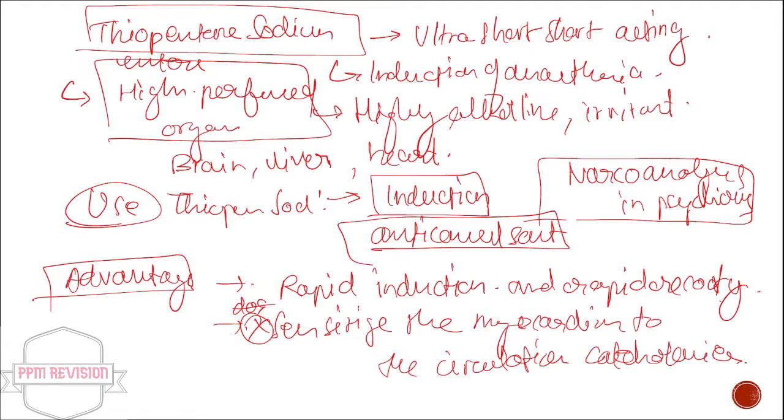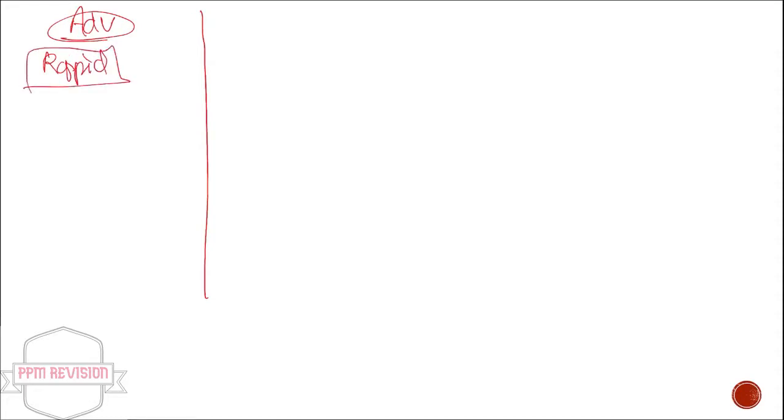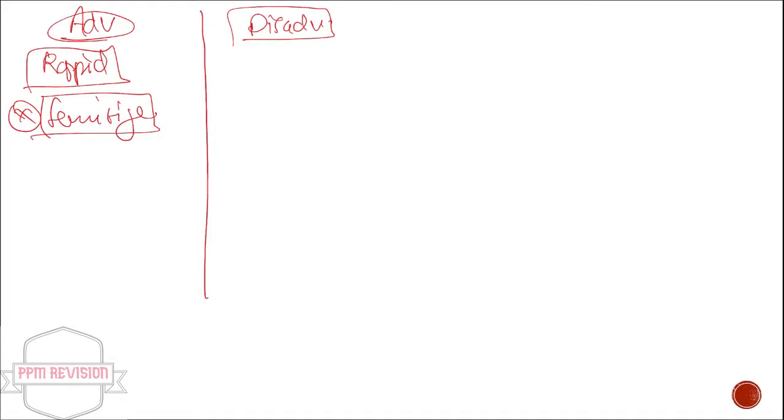Now moving ahead, we'll be looking at the disadvantages as well. Let me just make a column. We told about the advantages: the main thing is it is rapid acting with rapid recovery, and it does not sensitize. I'm just writing the keywords to make it short. Looking at the disadvantages, it depresses the respiratory center, the vasomotor center, and the myocardium.